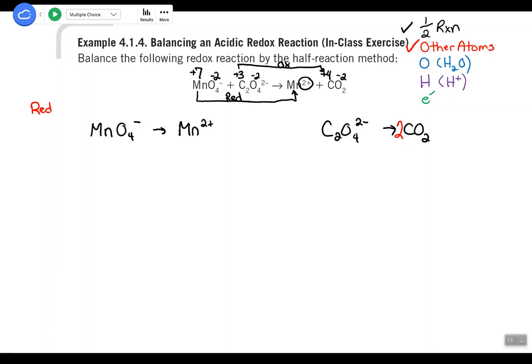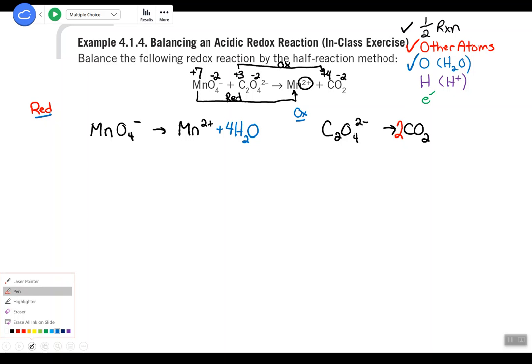The next step, balancing the oxygen. On the left, for my reduction half, I have 4 oxygens. On the right, I have none. I need to add oxygen in the form of water. I want to add 4 oxygen atoms, but I can't just add O because it doesn't exist in this experiment. It does exist in the form of H2O. So now, just paying attention to the oxygens, 4 oxygens on the left, 4 oxygens on the right, it is balanced. Going to my oxidation half reaction. 4 oxygens on the reactants, 2 times 2, which is 4 oxygens in my products, that is also balanced.